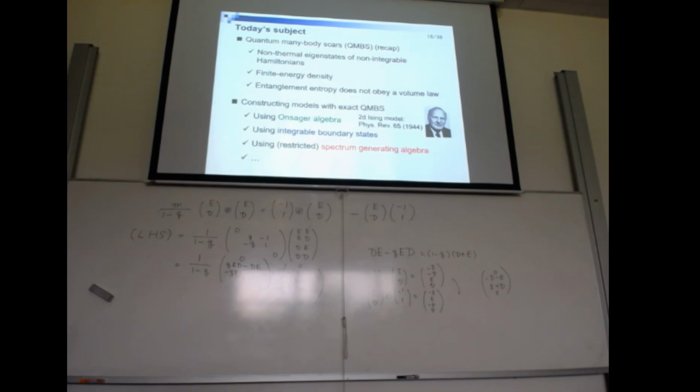In the first example, I will use the Onsager algebra, which is what Onsager used to solve the 2D classical Ising model in his famous paper. And if time allows, I will also show you some other examples. So, any questions so far?